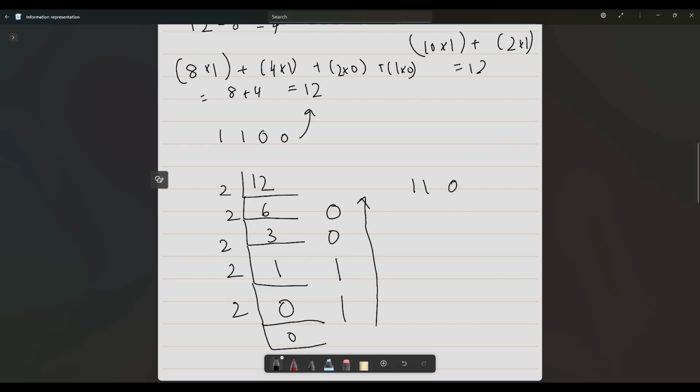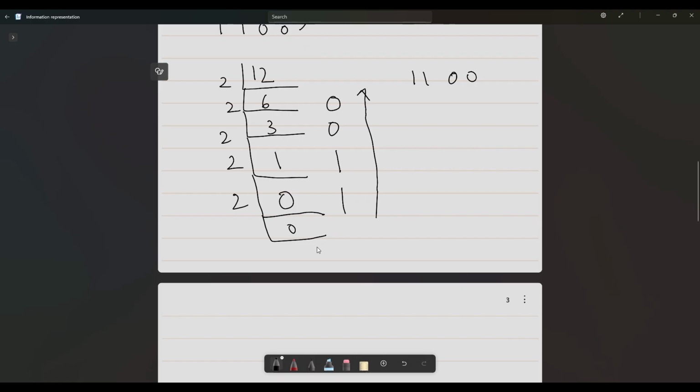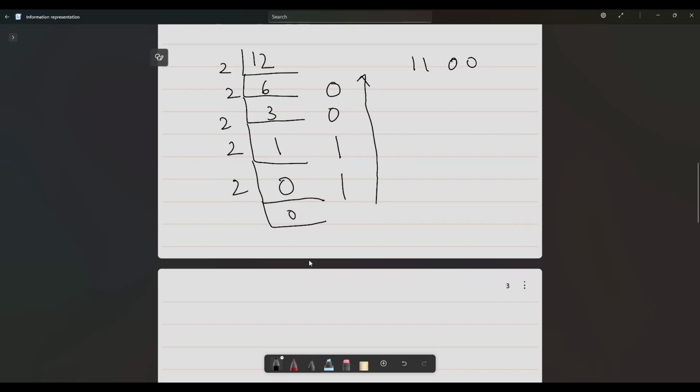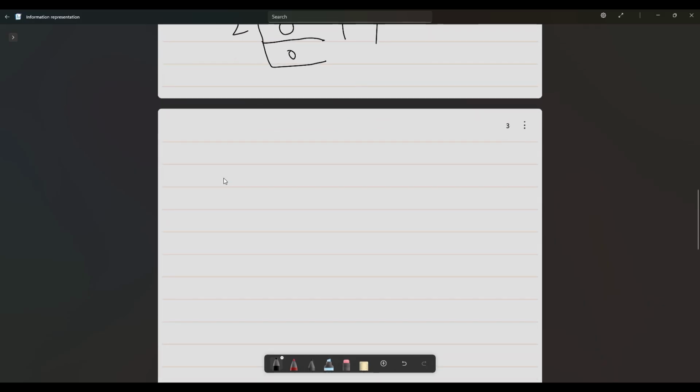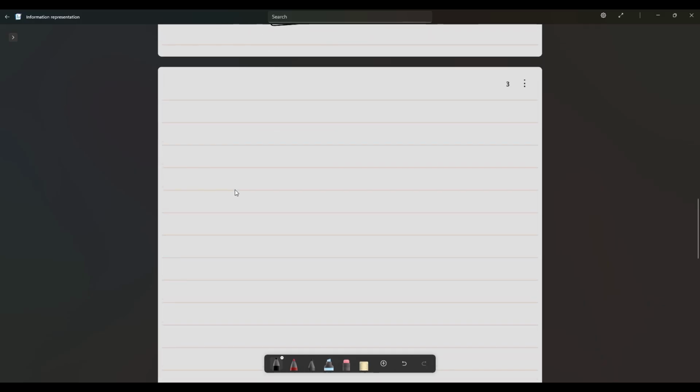So if I write this here, 1 1 0 0, here you get your number again. You could follow the successive long division method by 2, or you can use the place values and compare your number, and based on that you can write 1 or 0, which is also on or off, which represents placeholder value. And we'll try one more example.